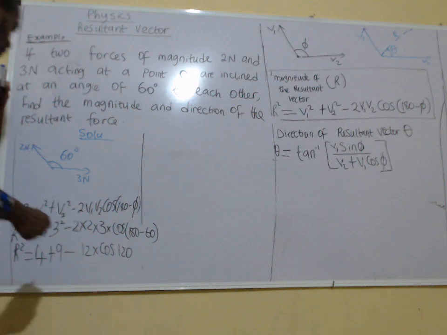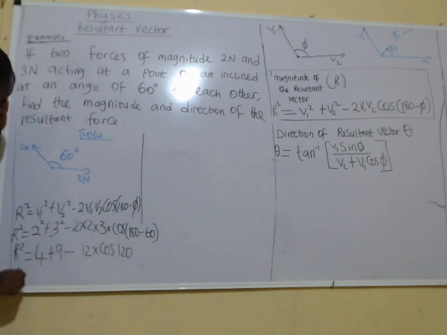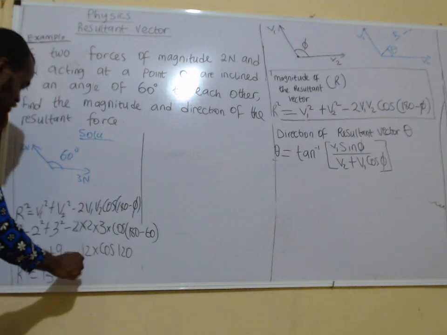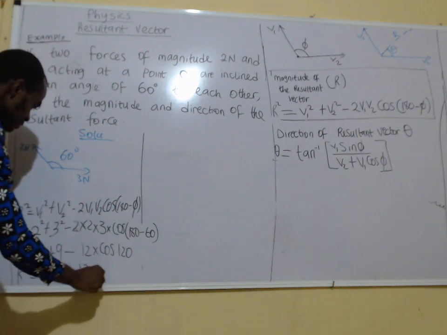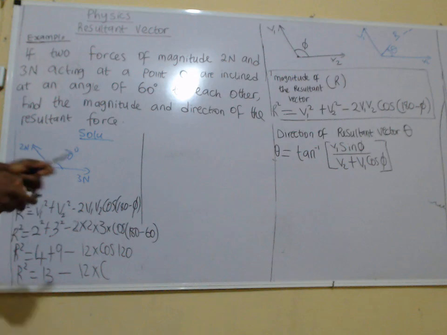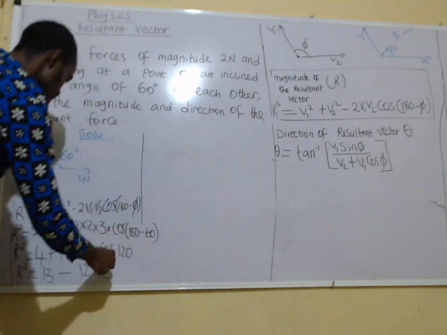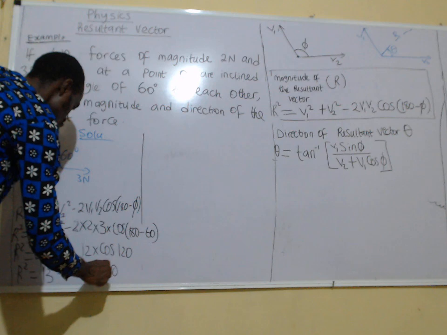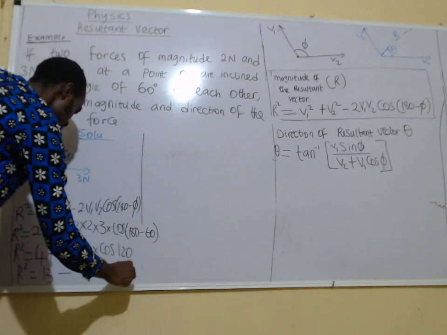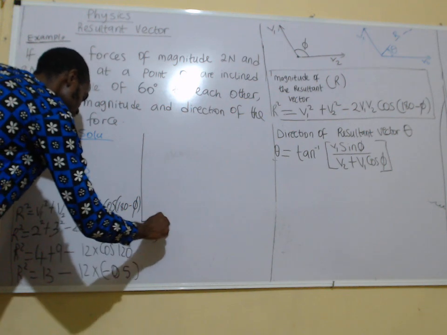cos 120. Now this leads us to 4 plus 9 is 13 minus 12 times cos 120, which is minus 0.5.